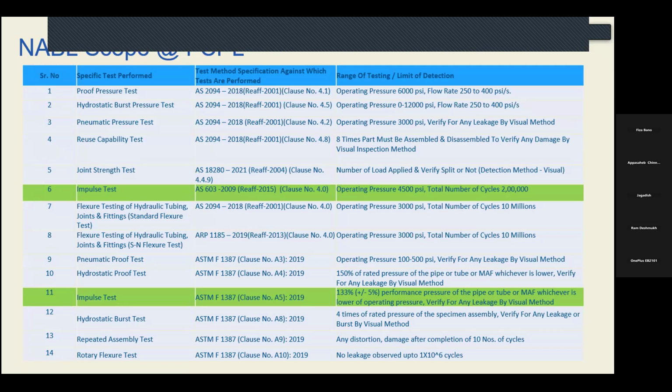Impulse testing we have predominantly been doing for decades now. We have different equipment to carry out different products and testings. So I will take you through different types of impulse tests as well. There is a flexure fatigue test. There is a pneumatic proof test, hydrostatic proof test with respect to the different standards as well.